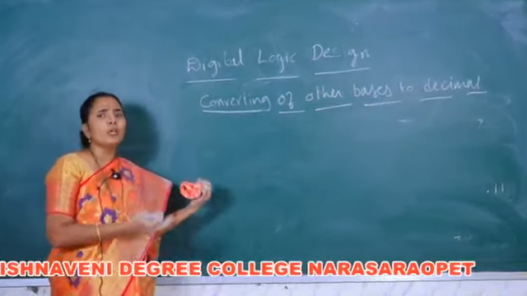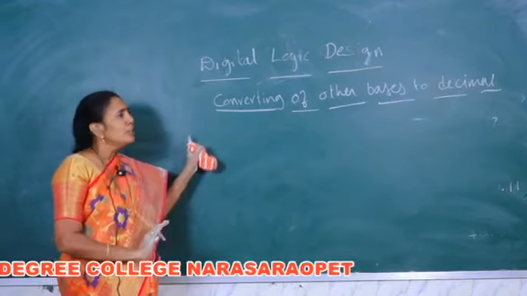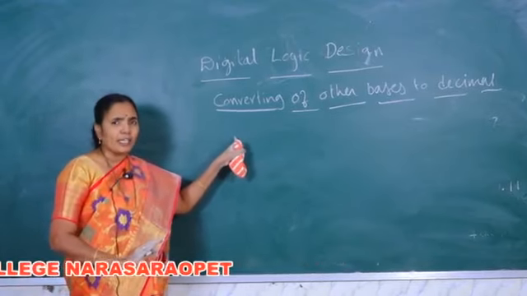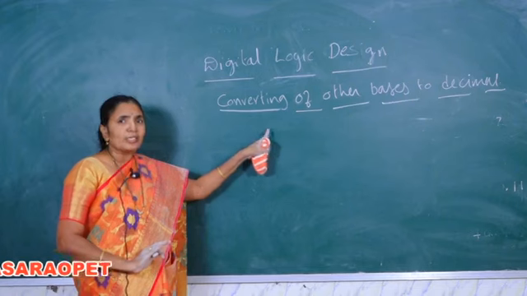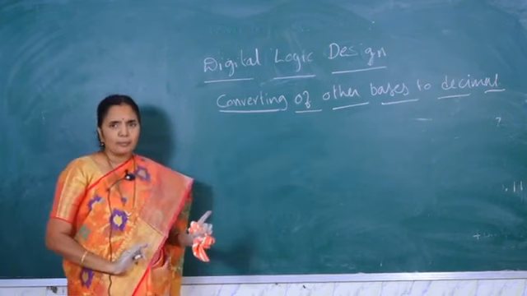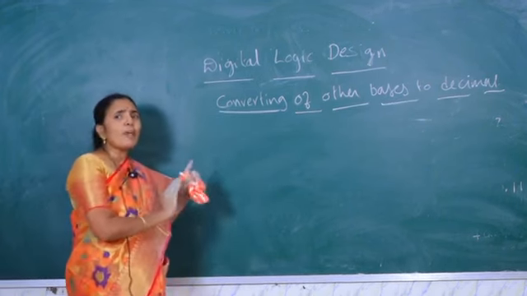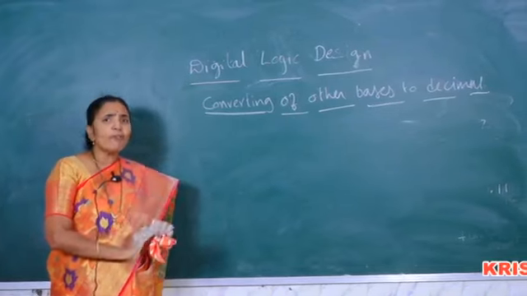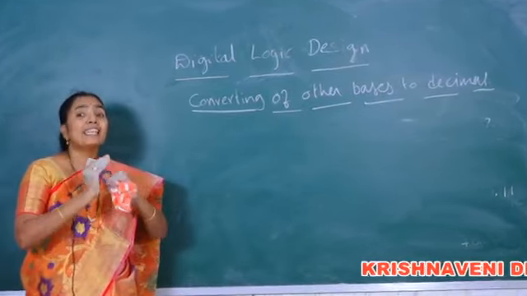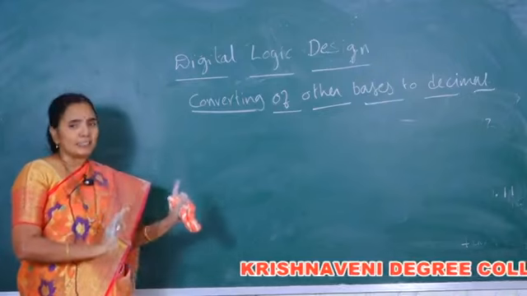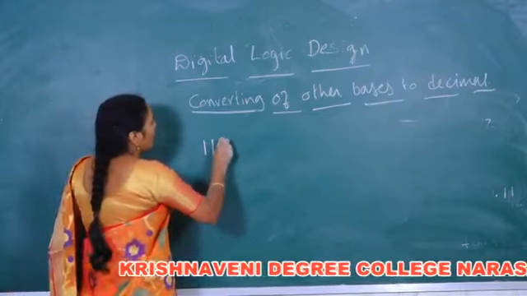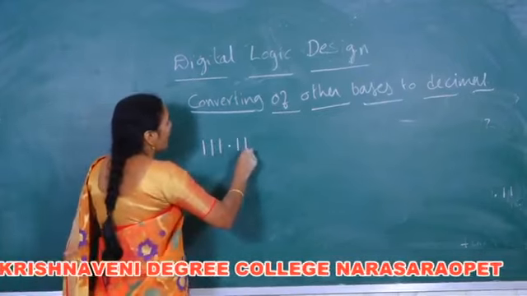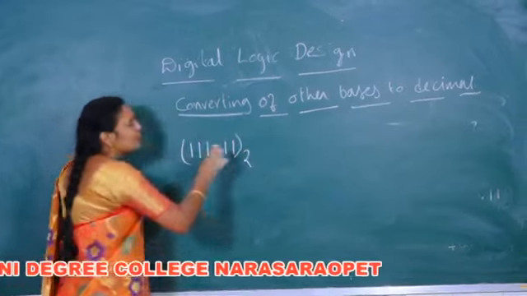Convert numbers in other bases to decimal. Here also the same rule follows. For example, let us assume that we are converting a binary number to decimal. If you find the value of a binary number, then that value is equivalent to the decimal number. So, 111.11 to the base 2.